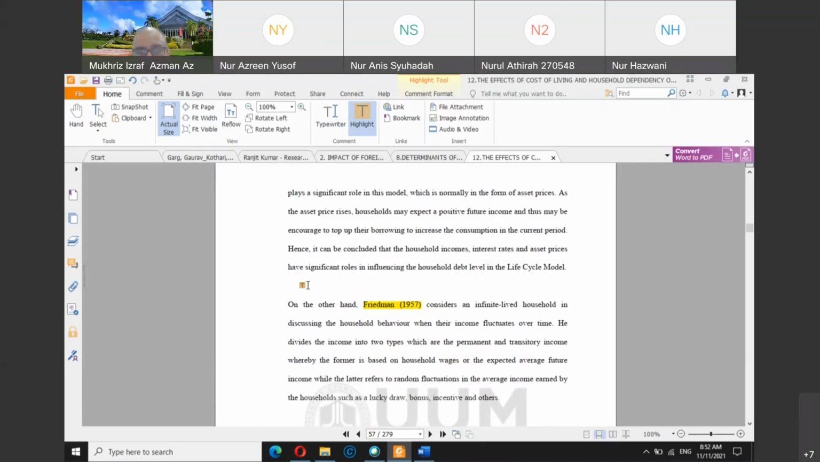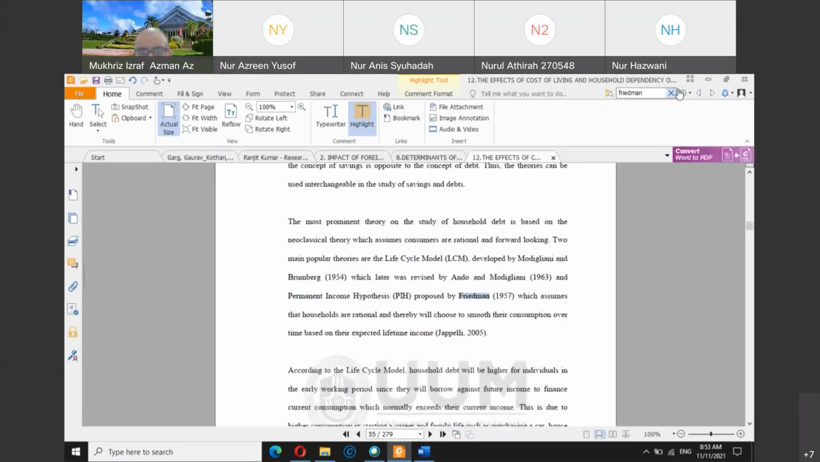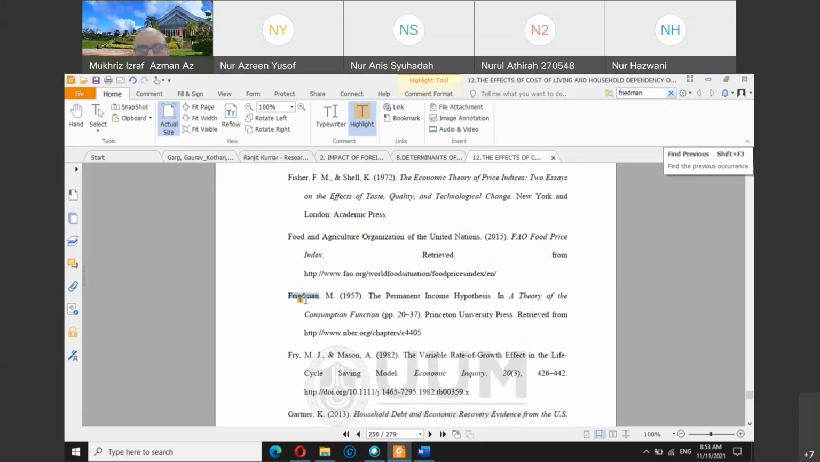Even though if you go to the reference list, if you type Friedman, the full name is, Friedman is the surname, Friedman M, 1957. So this is the main article, where when you mention Friedman 1957, the name Friedman must appear as the name that you cite in the article.